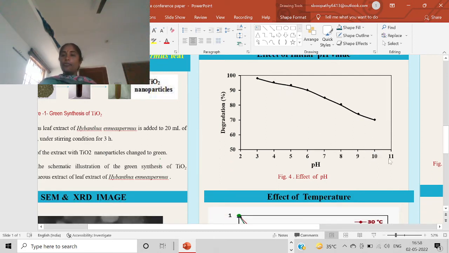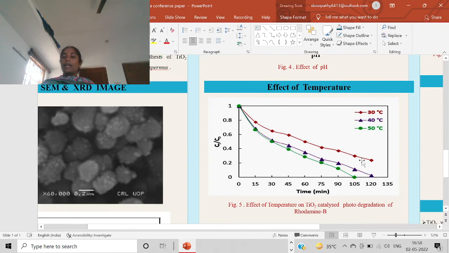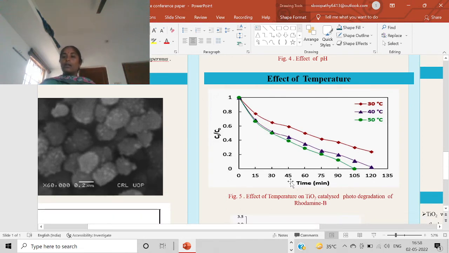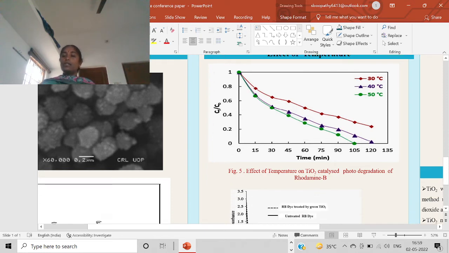And this is the effect of pH on the dye removal. It works well at acidic pH, and as the pH of the solution increases, the dye removal will be very slow. And this is the effect of temperature. The ideal temperature is 50 degrees Celsius.